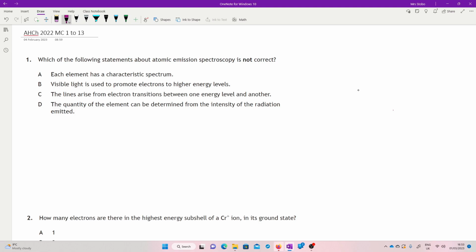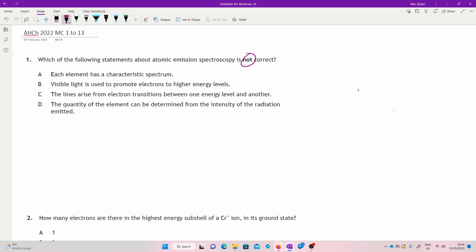This is one attempt to do this on a scrolling thing. We'll see how that works. This is one attempt at the 2022 multiple choice 1 to 13 so far. Okay. Which of the following statements about atomic emission spectroscopy is not?